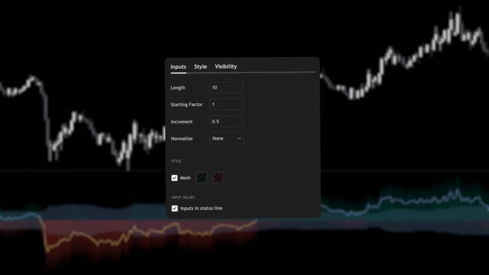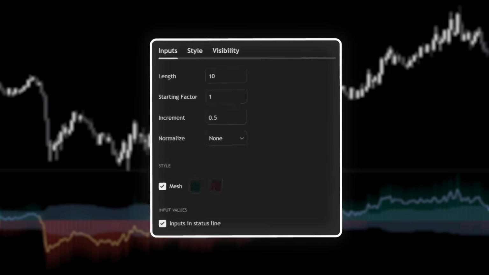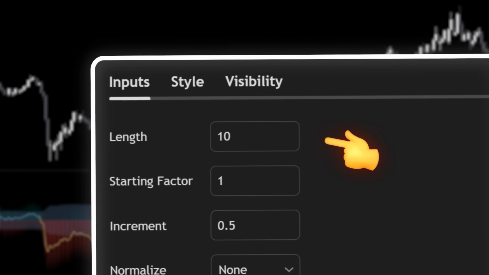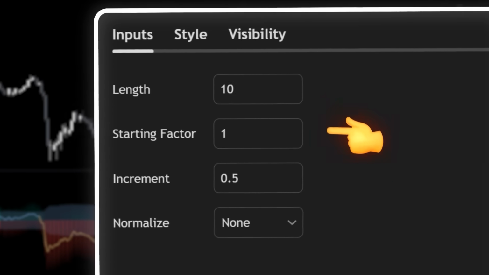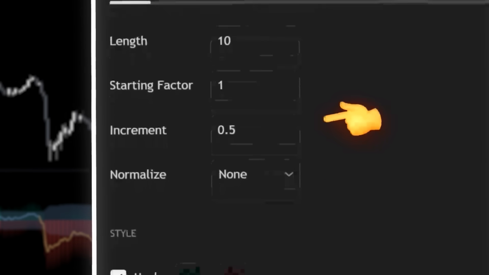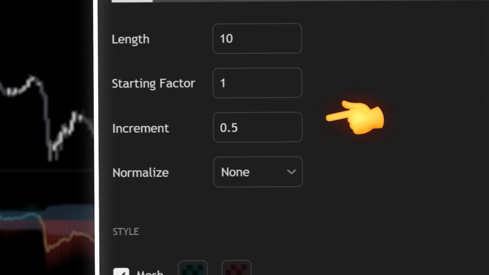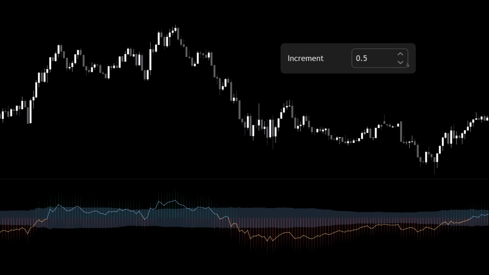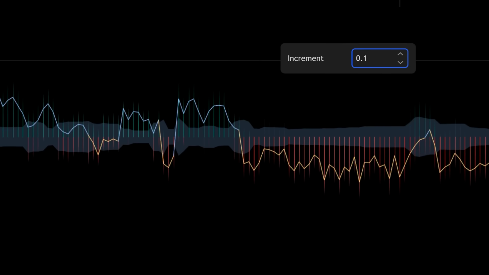Opening the indicator settings gives users a handful of powerful adjustments. The ATR length parameter defines the base length for all 20 Supertrend calculations, while the starting factor determines the factor for the shortest term Supertrend. This works in combination with the increment input, which controls the step size between each of the 20 Supertrends. Smaller increments produce a more detailed and responsive reading of market conditions.